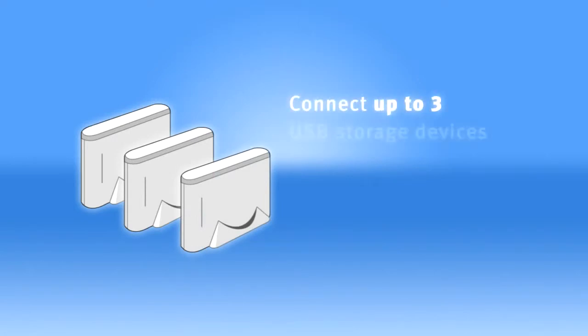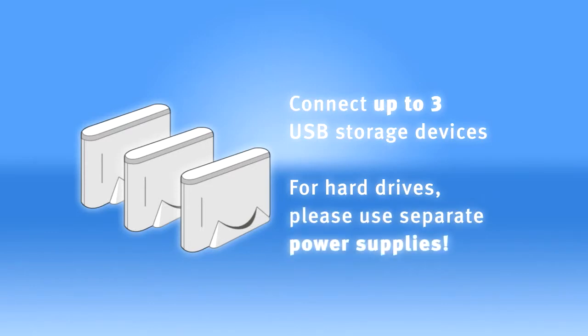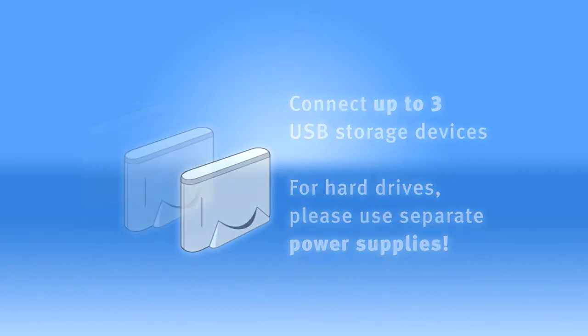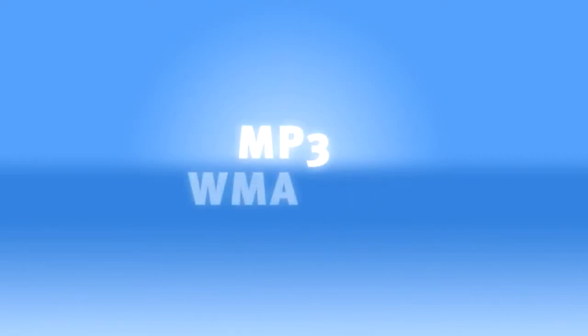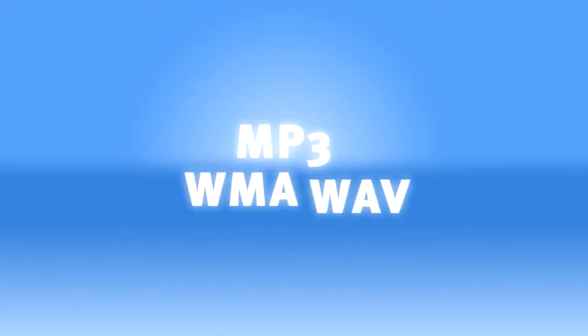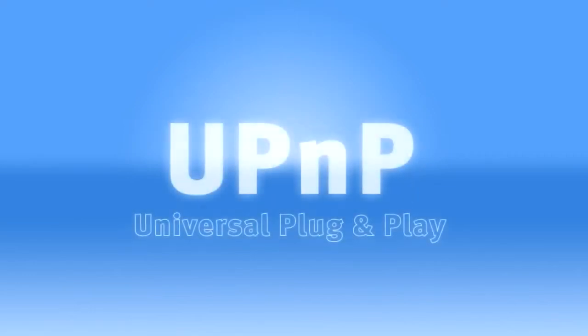The FRITZ box supports up to 3 external USB hard drives or other storage devices via a USB hub. Please make sure that your external hard drives use separate power supplies or use a USB hub with its own power supply. Your FRITZ box supports the file systems FAT, FAT32 and NTFS. Data in the network will be accessed via FTP or Samba. MP3, WMA and WAV audio files can be accessed and streamed via the UPnP protocol.